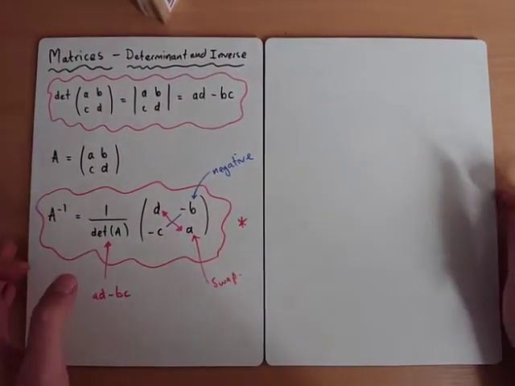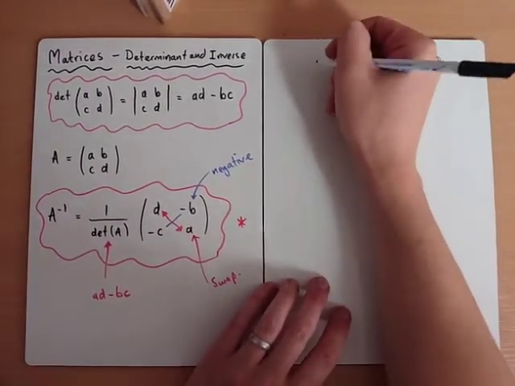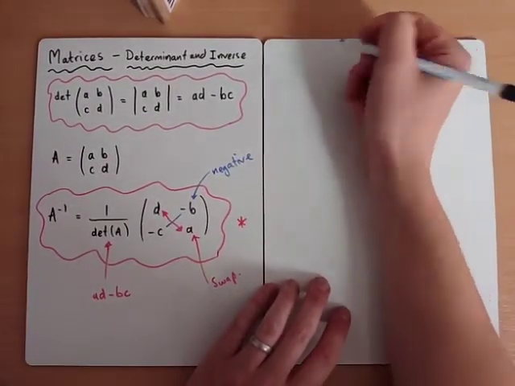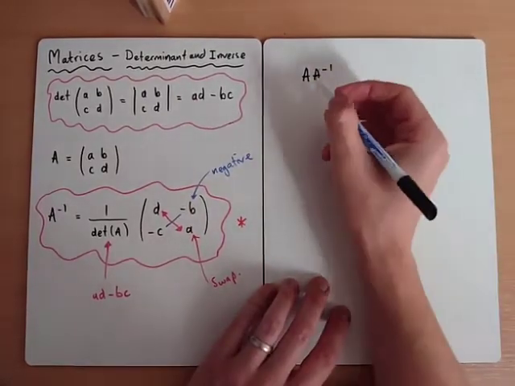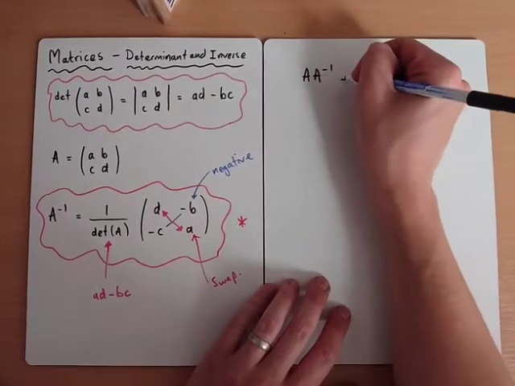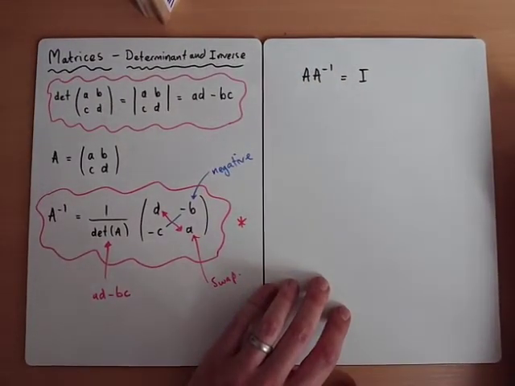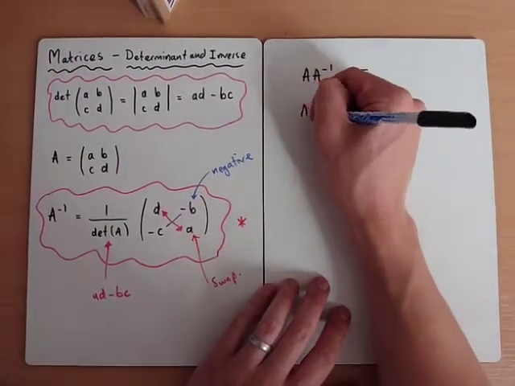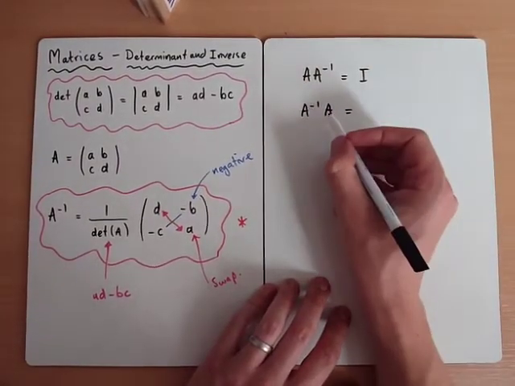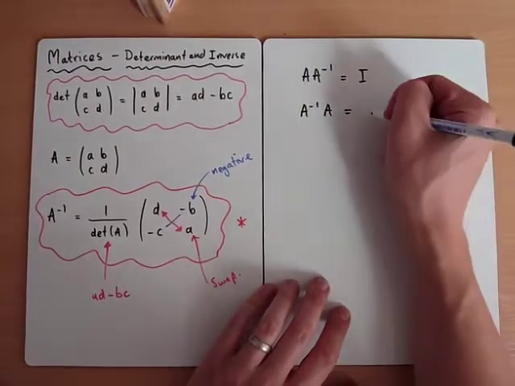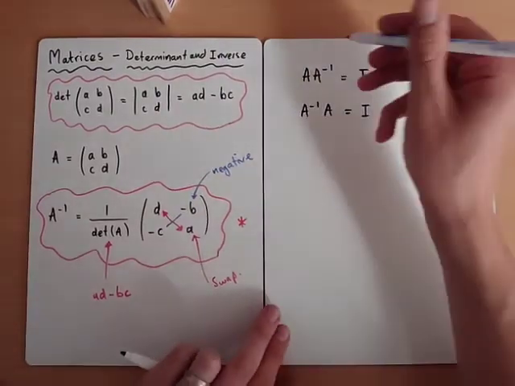Before we move on, while we're thinking about inverse matrices, you want to highlight an important point in your notes. If you do A times A minus 1, so if you multiply a matrix by its inverse, you end up with the identity matrix. It also works the other way around: if you multiply A minus 1 by A, you end up with the identity matrix.